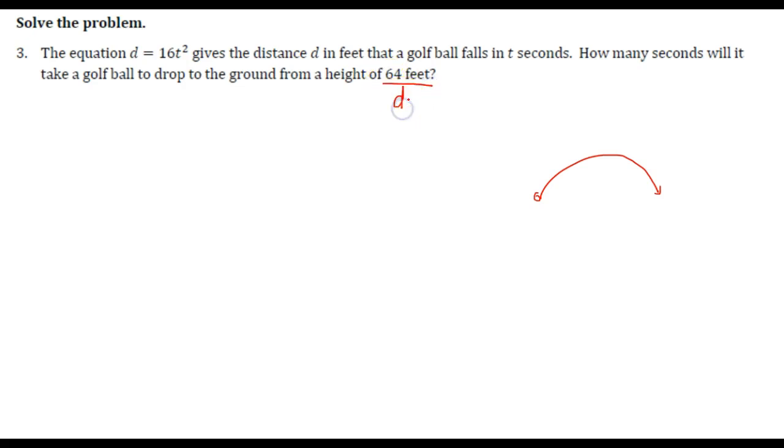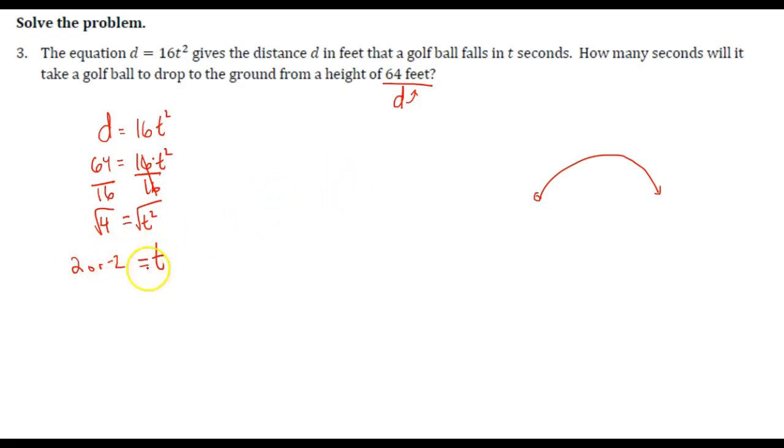So the height will be distance, right? So we'll write out our equation, d equals 16t squared. And instead of d, we're going to write 64 feet. And we're going to solve this out. What is the opposite of multiplying by 16? Dividing, right? So we're going to do that to both sides. And we find that to be t squared equals 4. Let's go ahead and square root. I'm left with t equals, the square root of 4 is 2 or negative 2.